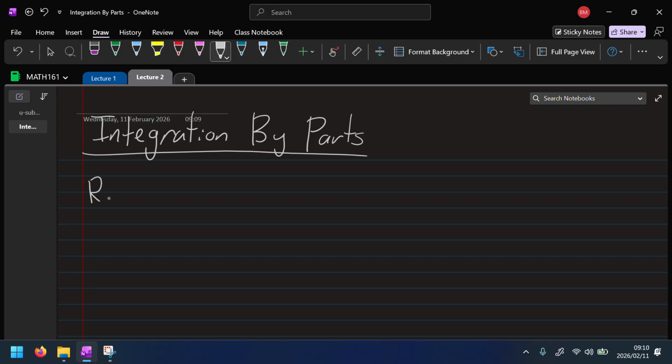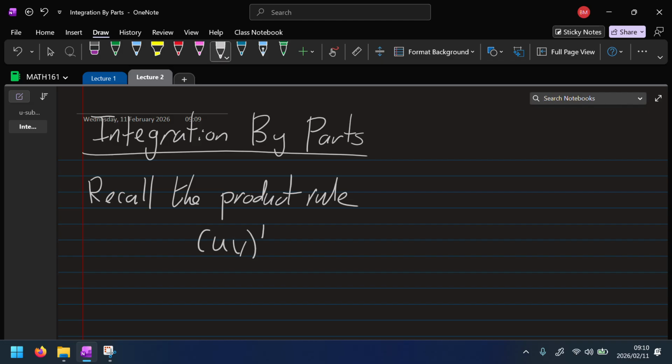Okay, so recall the product rule. So remember what that was. If we have uv prime, so the derivative of u times v, this is equal to the derivative of the first one, we leave the second one alone, plus we do the derivative of the second one, we leave the first one alone. Okay, so everyone remembers the product rule.